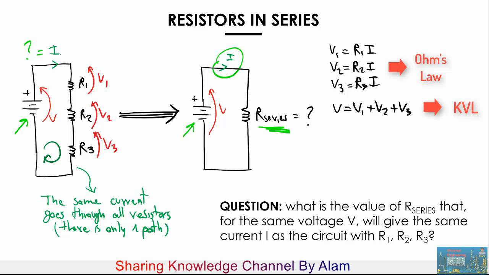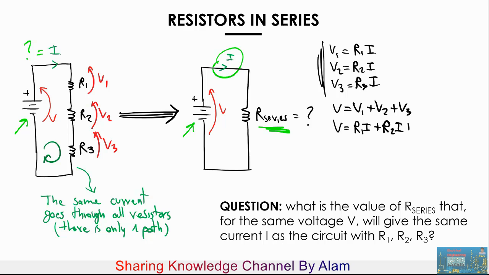So now you can see that here we have all the elements, right? We define V as a function of V1, V2, V3, and V1, V2, V3 has been defined as a function of R1 and R2, R3 and I. So now if we replace V1, V2, V3 with the definition from these 3 equations, we get V is equal to R1 multiplied by I, plus R2 multiplied by I, plus R3 multiplied by I.